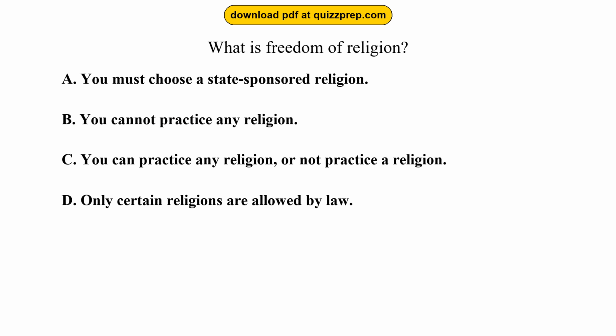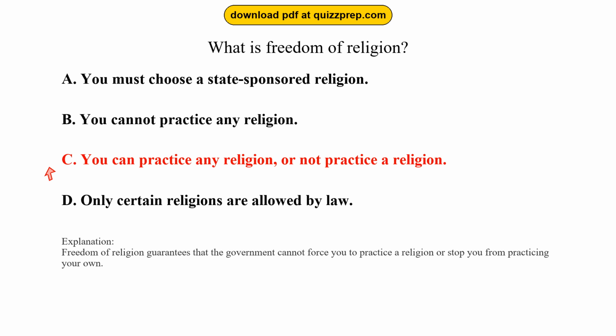Question 55. What is freedom of religion? Option A. You must choose a state-sponsored religion. Option B. You cannot practice any religion. Option C. You can practice any religion, or not practice a religion. Option D. Only certain religions are allowed by law. The correct answer is option C. Freedom of religion guarantees that the government cannot force you to practice a religion or stop you from practicing your own.